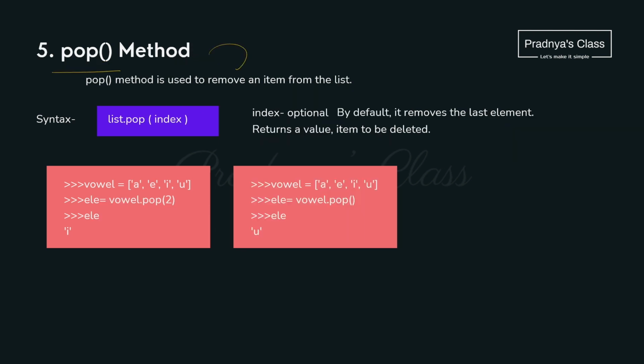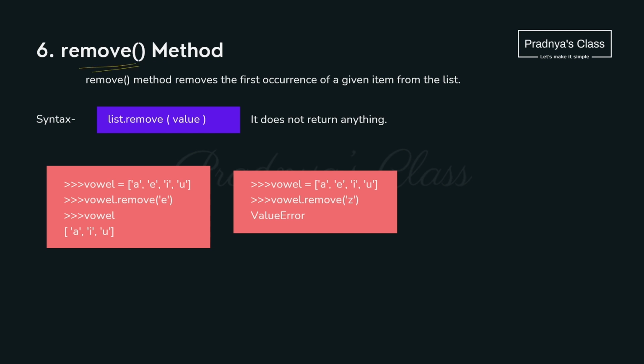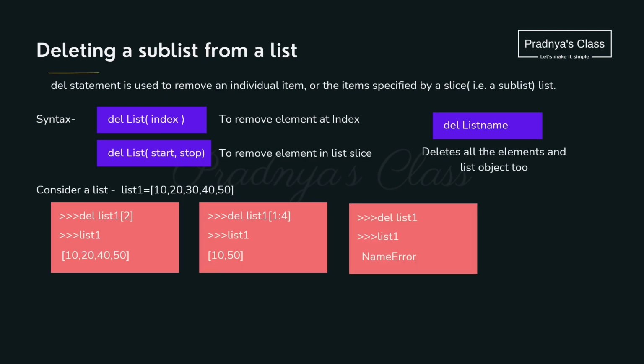The pop method is used to remove an item from the list. The parameter is index and the element at the specified index will get deleted. The remove function also removes an item from the list, but here we provide the value, not the index. There is one more way to delete items from the list using the del statement, with the help of which we can delete a sub-range from the list. Look at the example. This range will get deleted from the list.